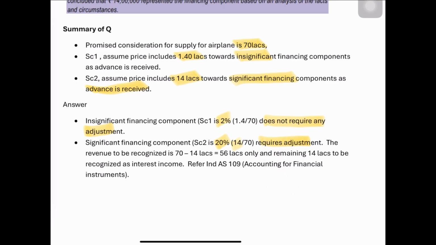So what adjustment is needed? Here the revenue is to be recognized net of the significant financing component. From 70 lakhs you have to minus 14 lakhs, only 56 lakhs will be recognized as revenue, and the remaining 14 lakhs to be recognized as interest income. Here you can also refer to Ind AS 109, accounting for financial instruments. As per Ind AS 109, this 14 lakhs being the significant financing component should be accounted separately as interest income and not as revenue.